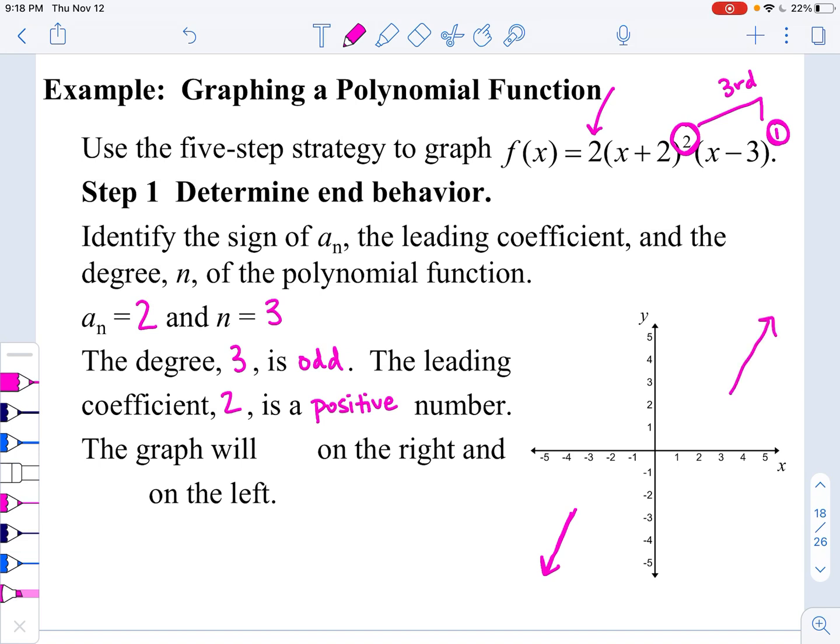Just like a regular positive slope, if you had a first power, a first degree linear equation, you would be rising from the bottom going all the way to the top. So we're going down to the left and up to the right. So the graph will rise on the right and it's going to fall on the left.